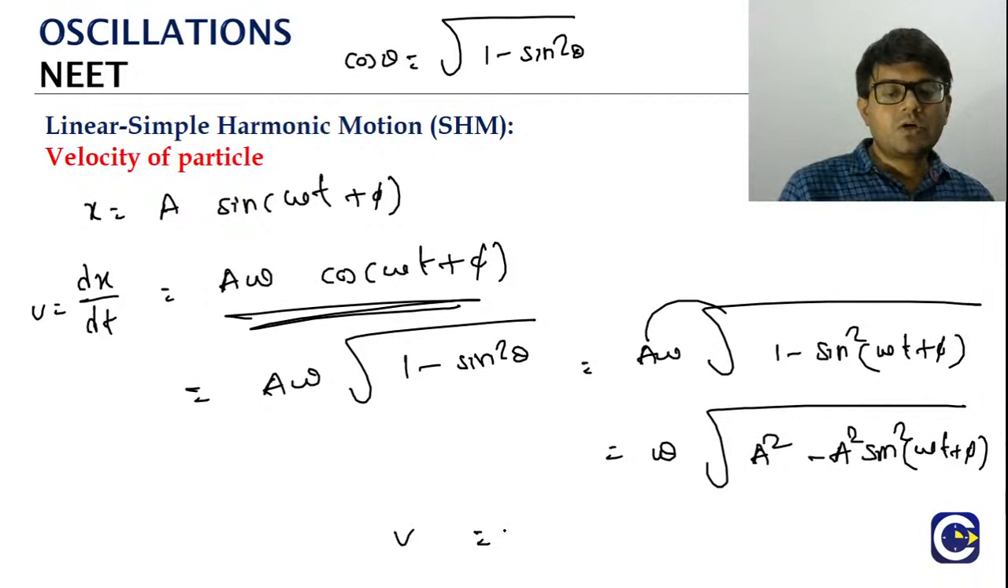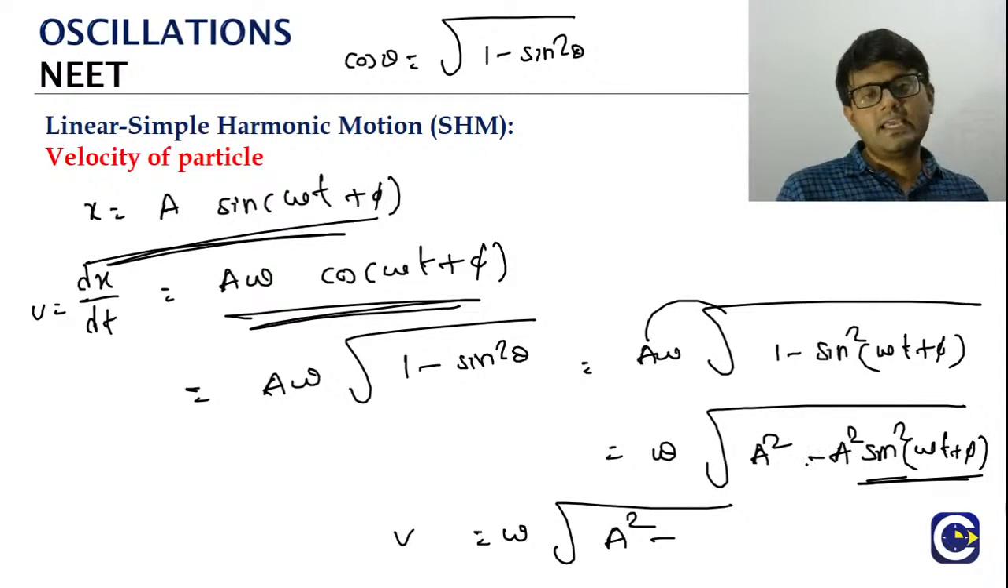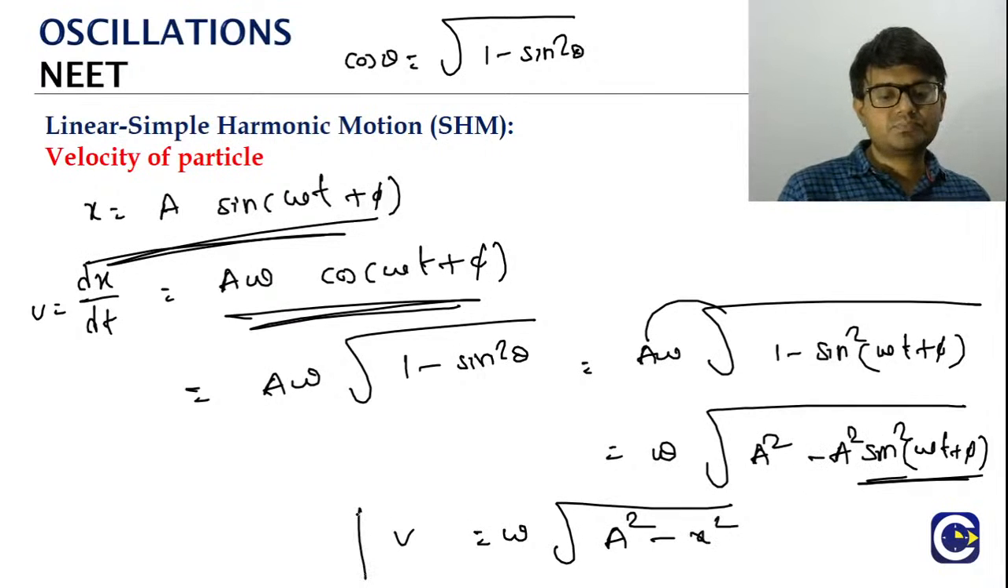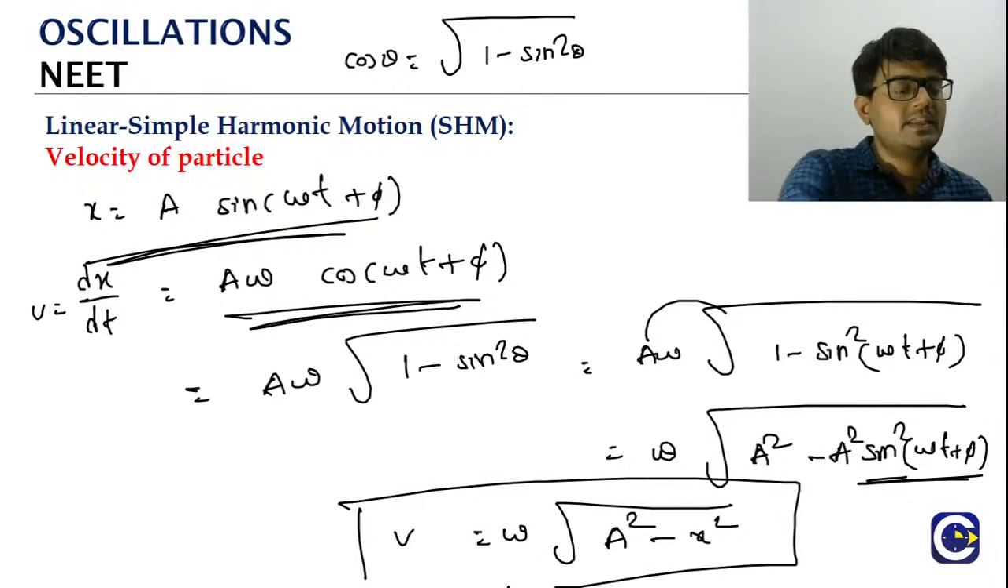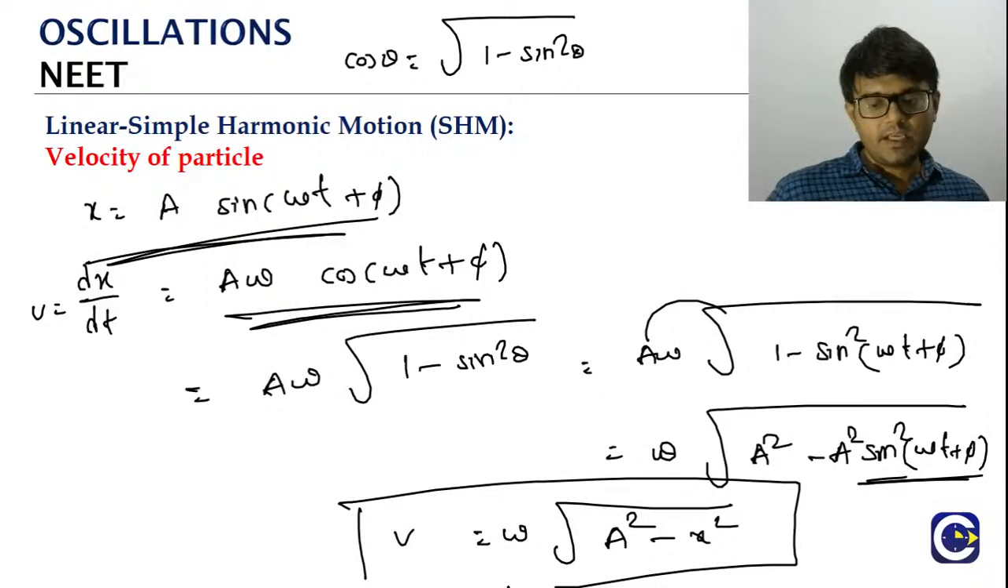So v is equal to omega into root of a square minus, what is x? x is a sin of omega t plus phi. So this is nothing but x square. So the relation between the velocity and the position is v is equal to omega into root of a square minus x square.